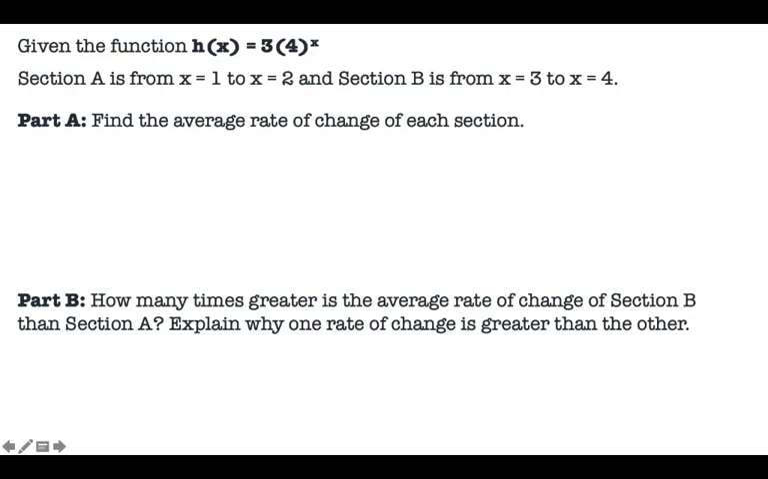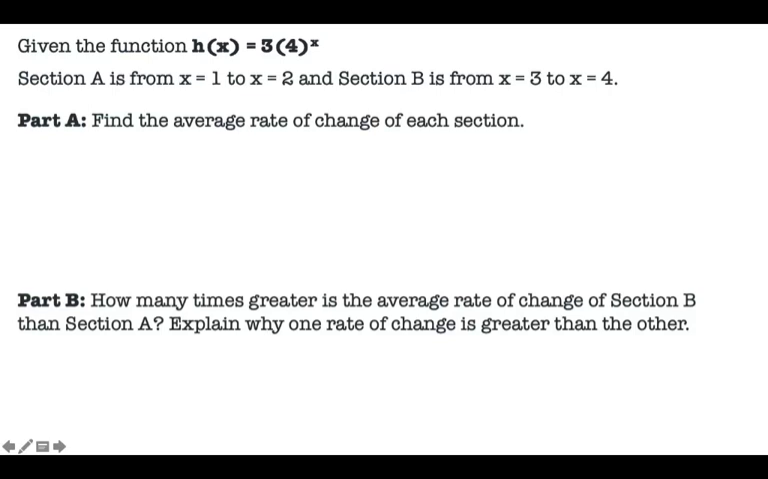All right, for this last one, it says, given the function h of x equals 3 times 4 to the x power, find these two sections when they equal certain x values. So we have x equals 1 to x equals 2 for section A, and for section B, we have x equals 3 to x equals 4. You're going to have two answers for part A, and for part B, it says how many times greater is section B than section A, and why do you think that's so? So you have two answers for part B as well.